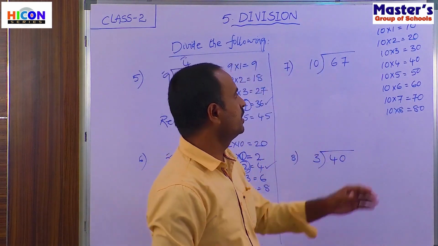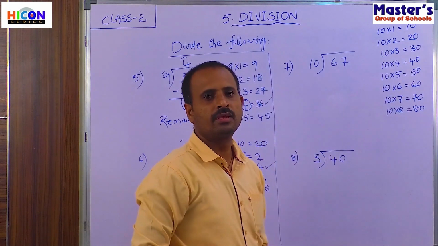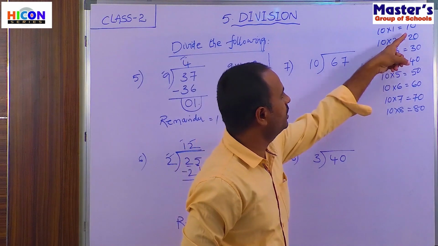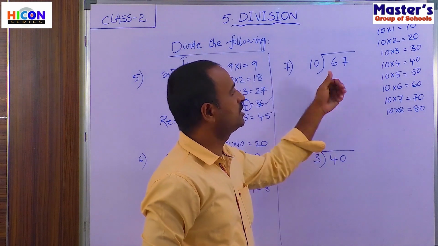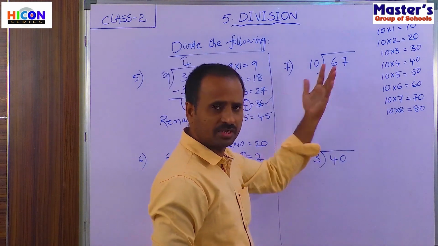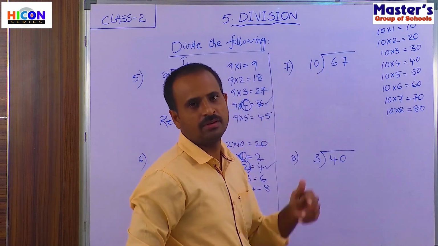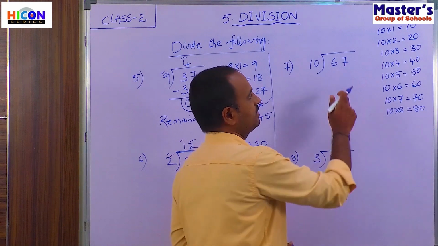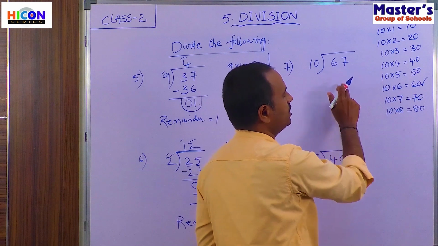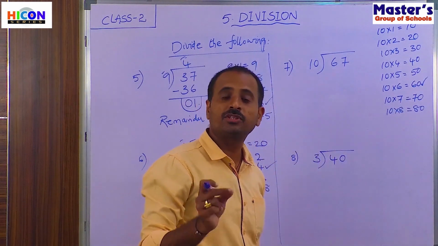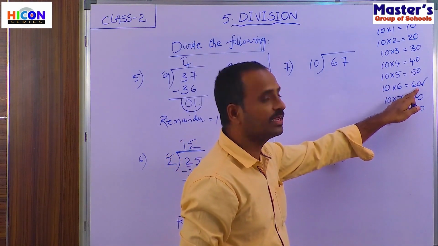So children, if you observe the 10th table, we did not get the number 67. There is no number 67 in the 10th table. That's why you have to take the number before 67. That means we have to take the number just less than 67. Here is 60. All these earlier numbers are less than 67, but we have to take the first number which is less than 67. The first number which is less than 67 is 60.